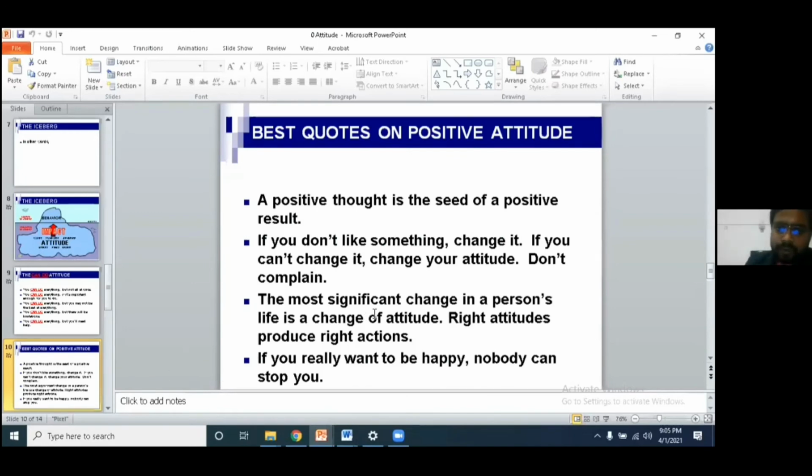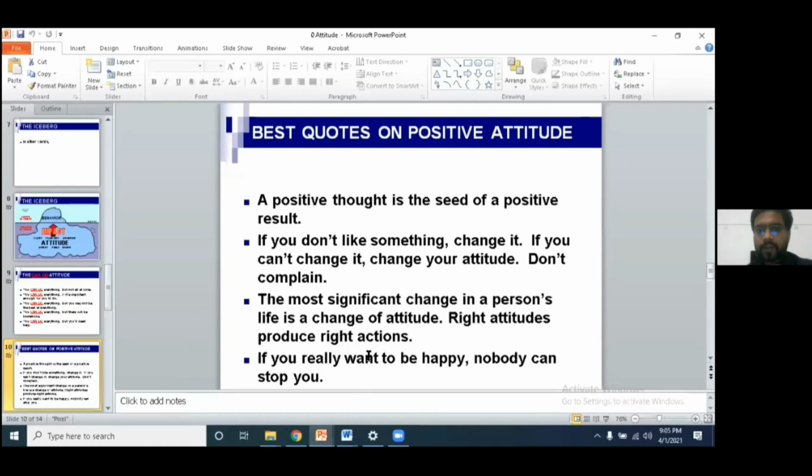The most significant change in a person's life is a change of attitude. Right attitude produces right action. That's the two things. The most significant change of a person's life is change of attitude. Right attitude produces right action. Wrong attitude produces wrong action, you know.